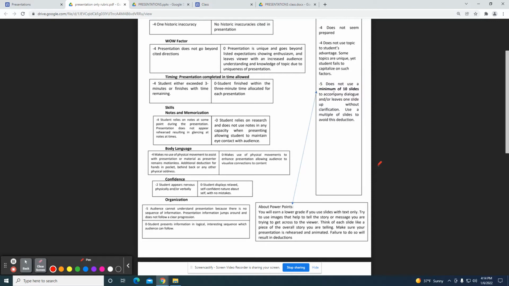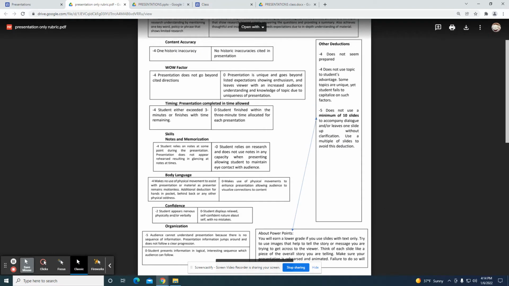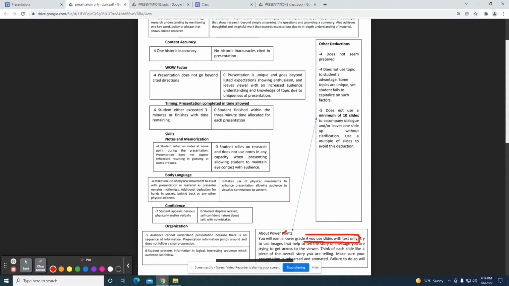And images on the slideshow should coincide with what you are presenting to the class. Do not use text, as this section right here indicates. Slides with just text could potentially be problematic. There could be an exception if you are given a topic where you have to analyze a law or a document. That would be the exception, but for the most part, you want to use images that are helping to tell the story that you're trying to communicate to the audience.